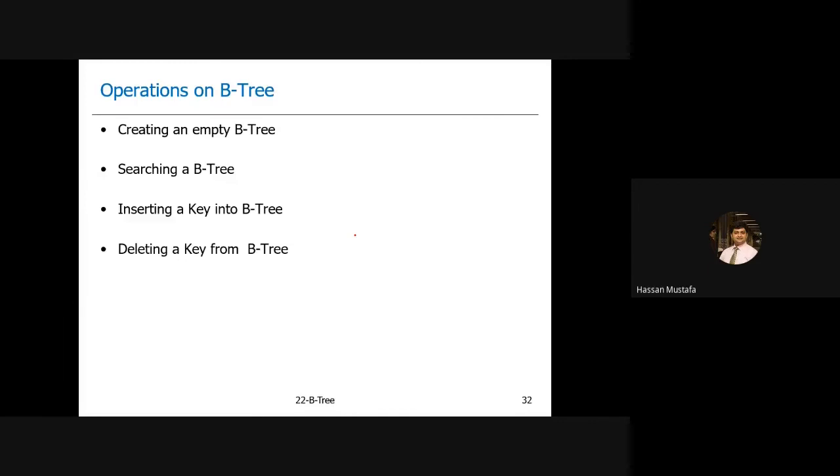That's it for the discussion of the B tree. Now we'll discuss the operations of a B tree in the next lecture. In the next lecture, we'll discuss how we can create a B tree and how we can search in a B tree. Then there are two operations that need further discussion, insert and delete, and we'll see them in the next video.